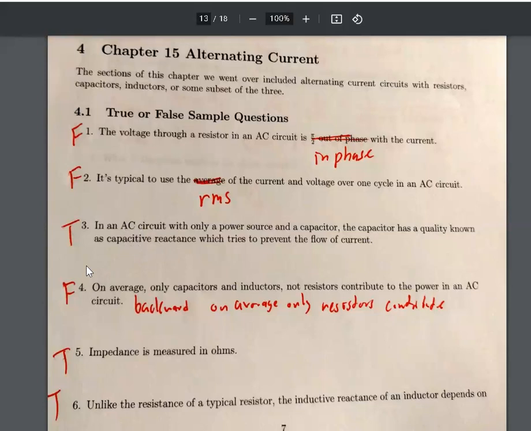All right, so on average, only capacitors and inductors contribute to the power in an AC circuit. That is not true. On average, capacitors and inductors do not contribute, but resistors do.